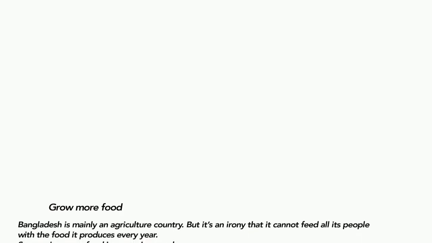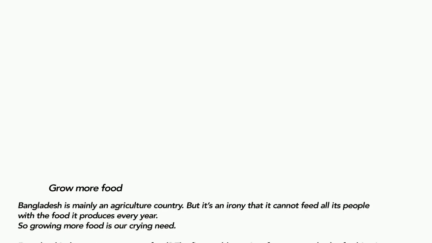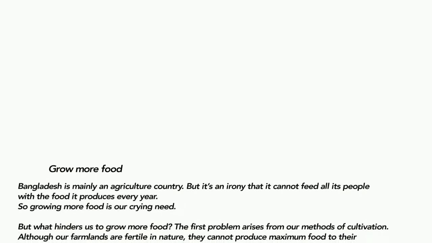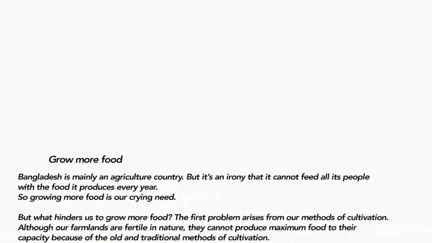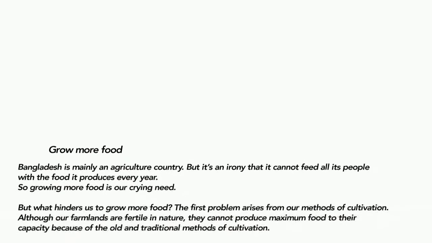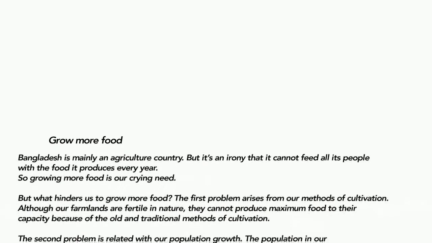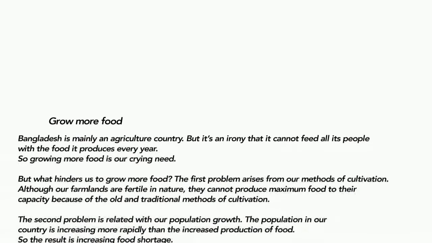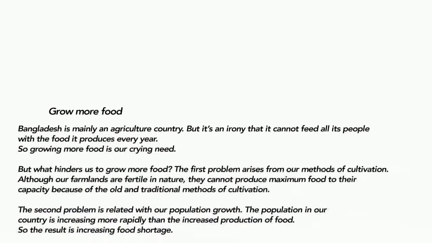Grow more food. Bangladesh is mainly an agricultural country, but it's an irony that it cannot feed all its people with the food it produces every year. So, growing more food is our crying need. But what hinders us to grow more food? The first problem arises from our methods of cultivation.